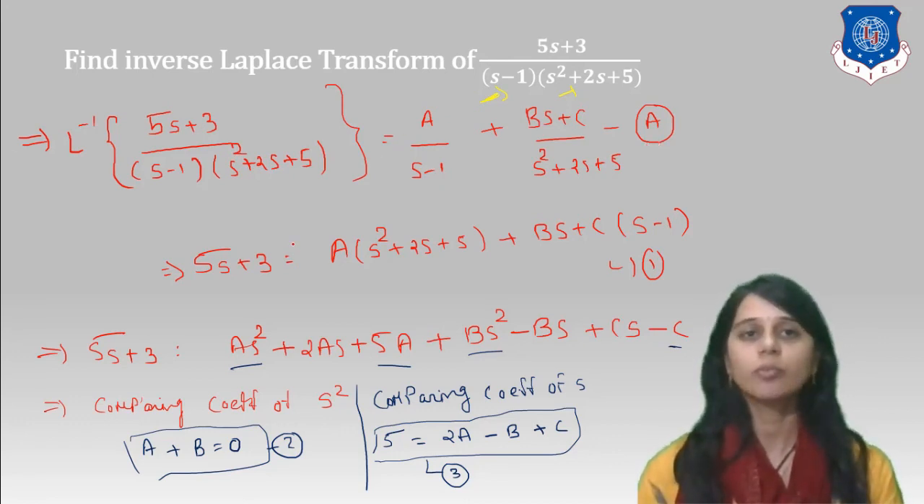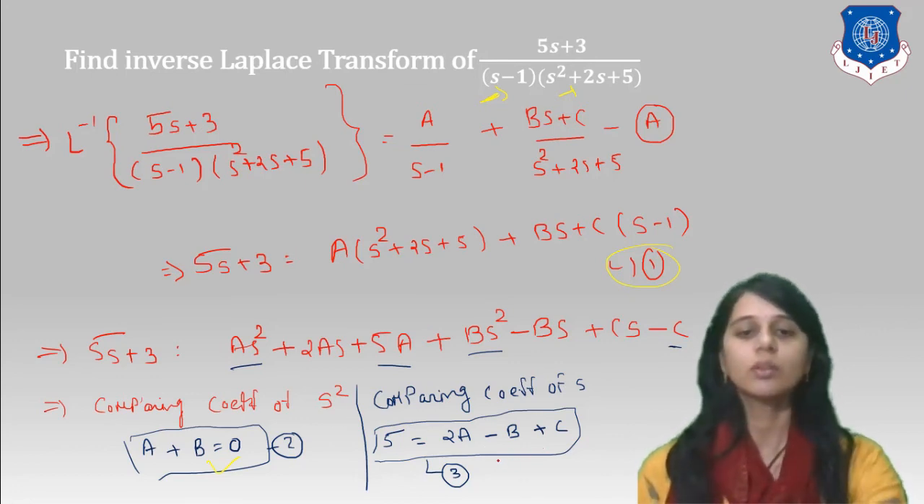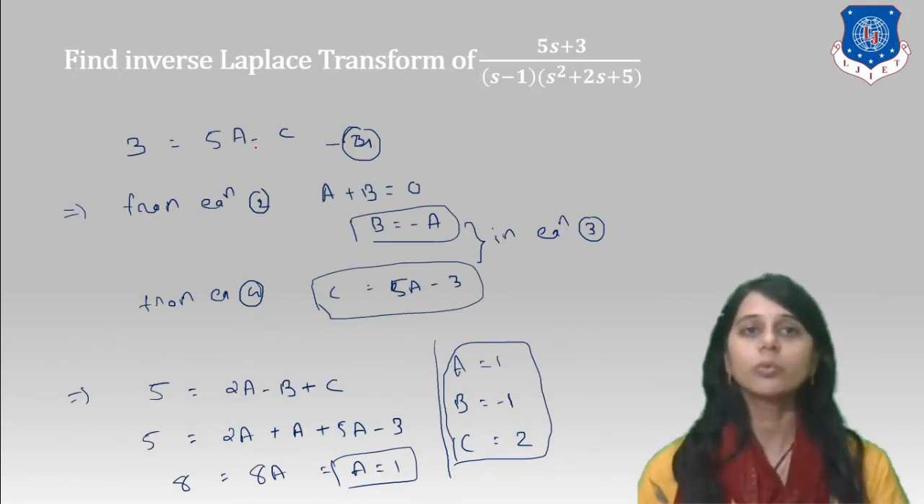Now taking LCM, we get 5s plus 3 equals A into (s square plus 2s plus 5) plus (bs plus c) into (s minus 1). This is our equation 1. Comparing coefficient of s square, s and constant, we get three equations. One is a plus b equal to 0. Second one is 5 equal to 2a minus b plus c. Third one is 3 equal to 5a minus c. That is the fourth equation.